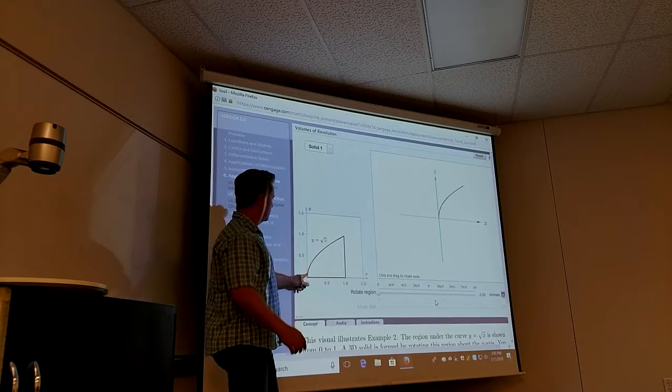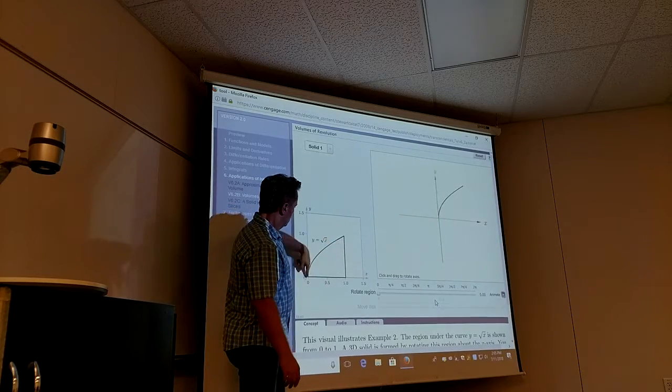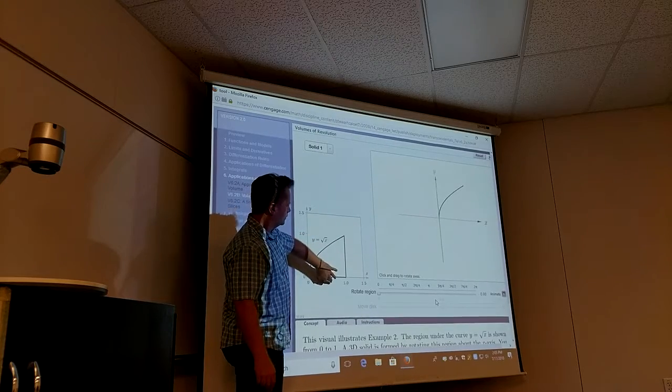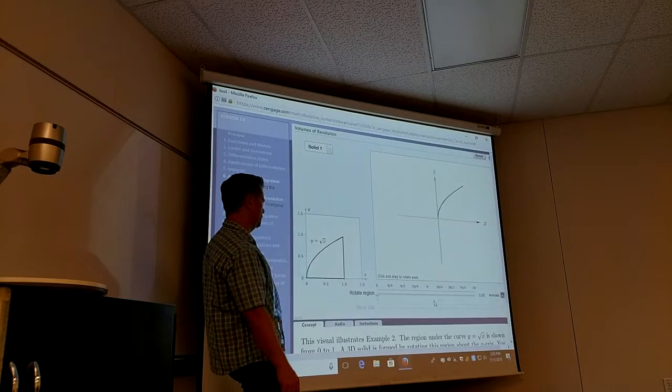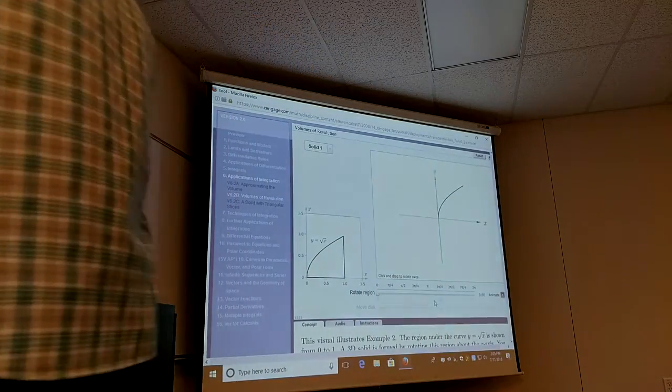So the whole idea here is we're gonna take this from 0 to 1, the y equals square root of x. We're going to take this area and we're going to rotate it. Should be around the x-axis. Where does it say that? Let's find out what it is.